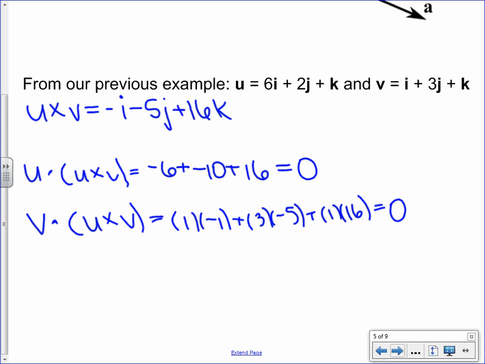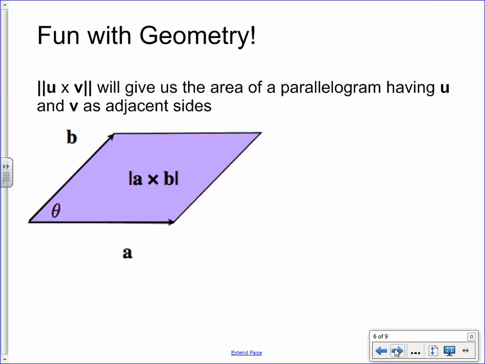Okay? More fun with geometry. I don't know what happened.